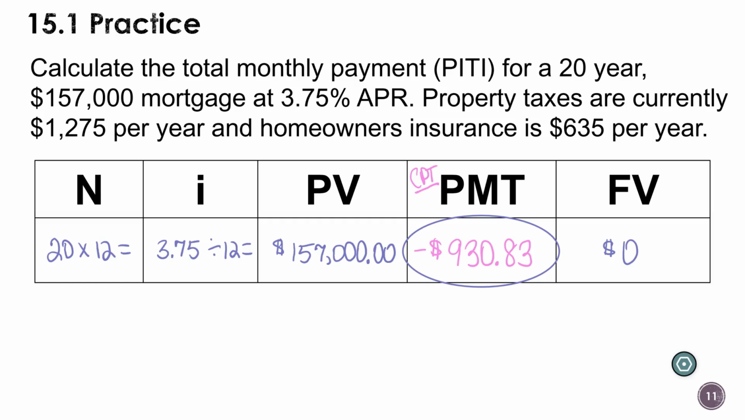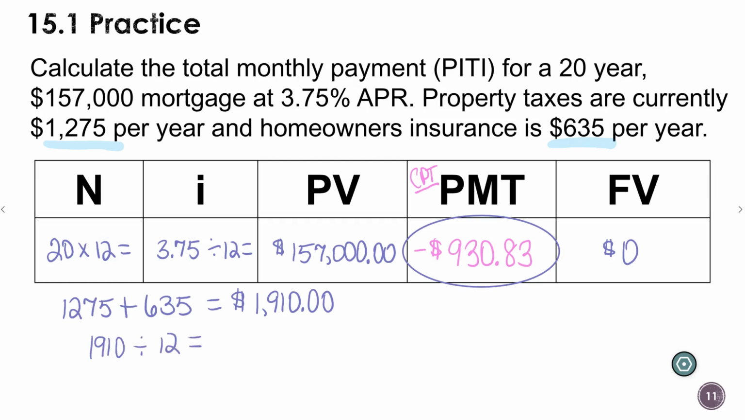Okay, so we've got our homeowner's insurance and taxes. We're going to add those together. So $1,275 plus $635 gives me a total of $1,910.00. We're going to divide the $1,910 by 12 to see what the monthly amount should be, and that's $159.17.